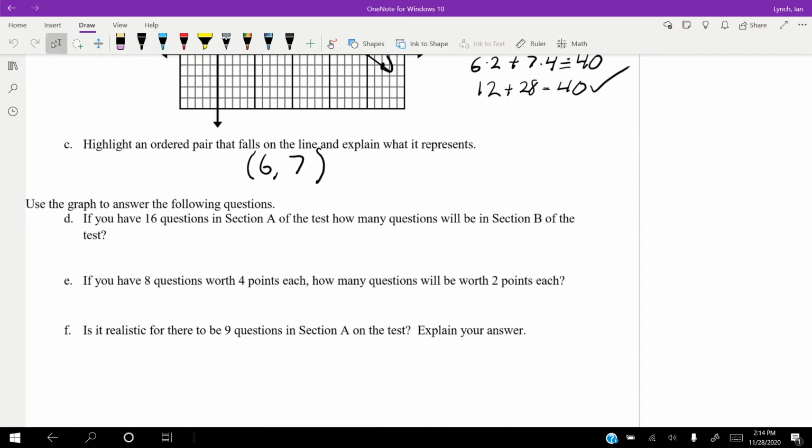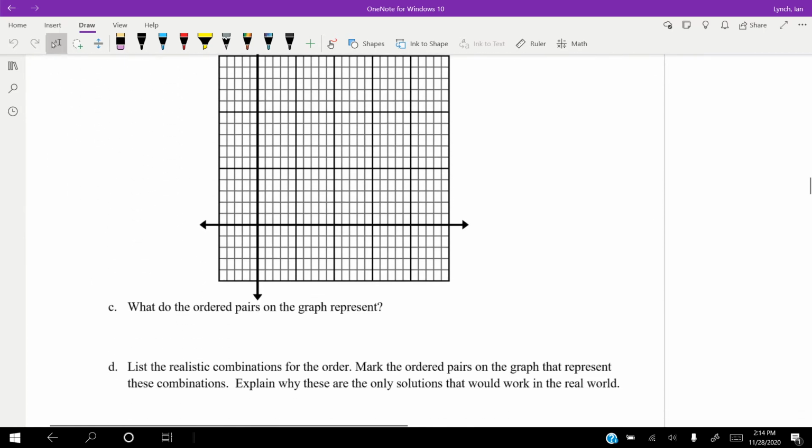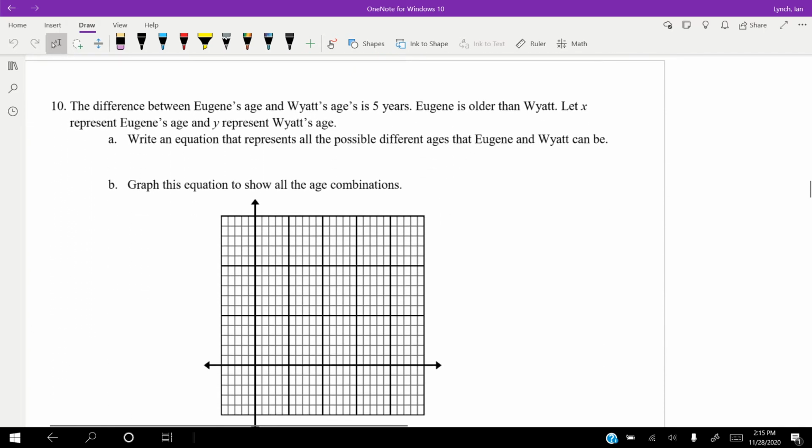Now, is it realistic for there to be 9 questions in section A? I want you guys to figure that out and explain. And we have another one of these, all right? I'll let you guys do that one. We're going to do this one.